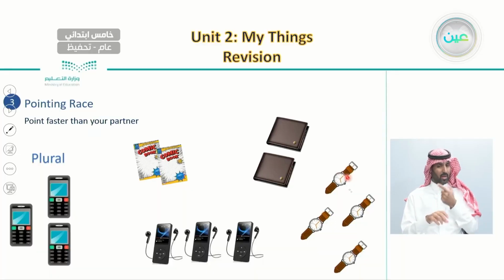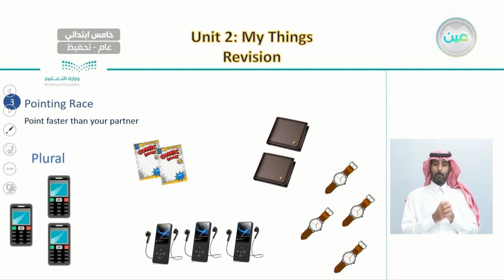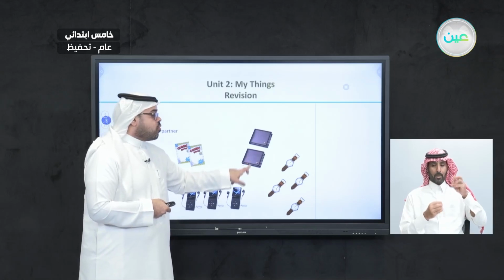So who can tell me, what are these? Now I'm expecting you to point faster and say they are watches. Now the last example we will have for the pointing race game is this one. Who can tell me? What are these? Now you can point at them and say they are comic books and wallets.